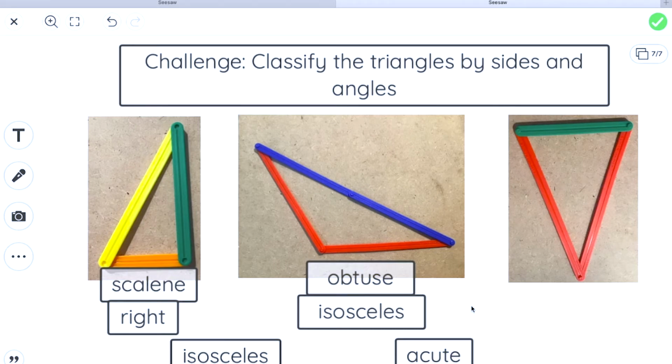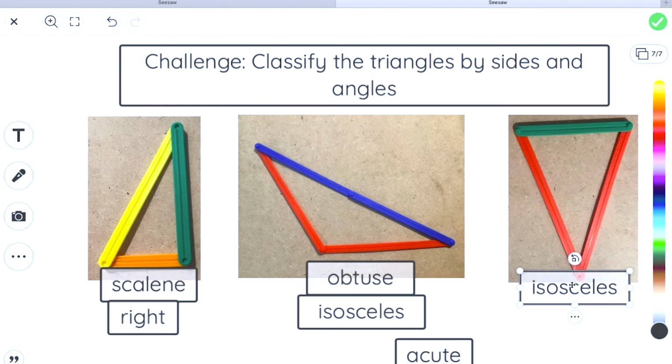Lastly, let's shift over to focus on the last triangle. What do you notice about it? I see that again, 2 of the sides are congruent, which makes it isosceles. And I also notice the angles. They're all less than 90 degrees, which means the entire triangle is acute.